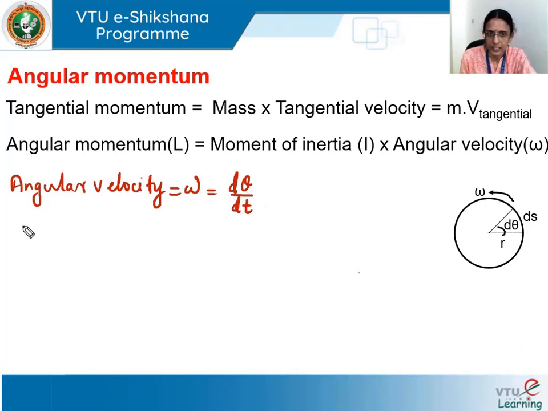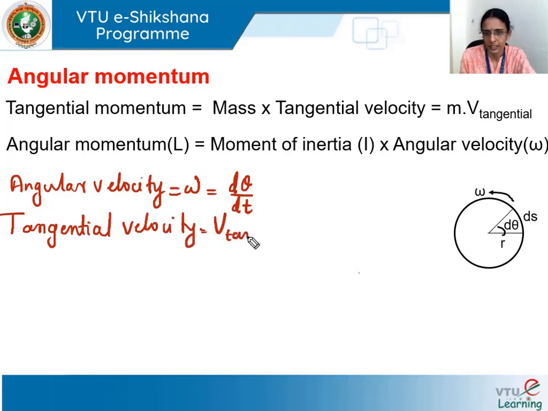What is tangential velocity? Tangential velocity is the linear distance traveled. Tangential velocity, which is v tangential, that is given by when the wheel rotates through an angle d theta, that linear distance traversed by this is this distance ds. Therefore, the tangential velocity is given by ds by dt, the linear distance travelled per unit time.